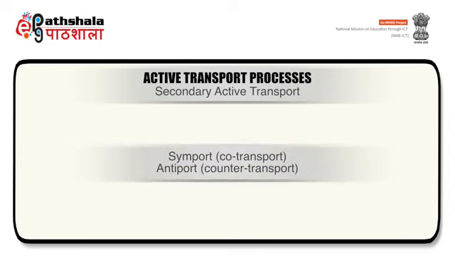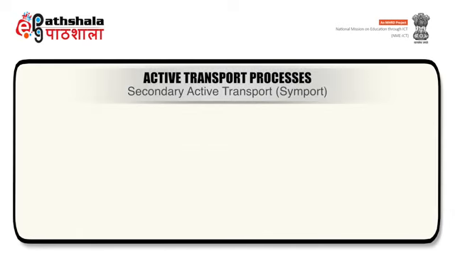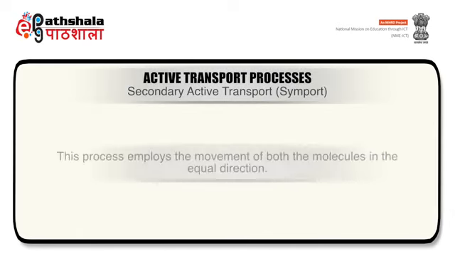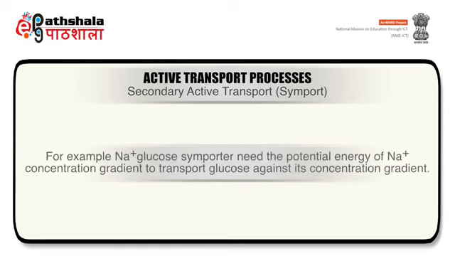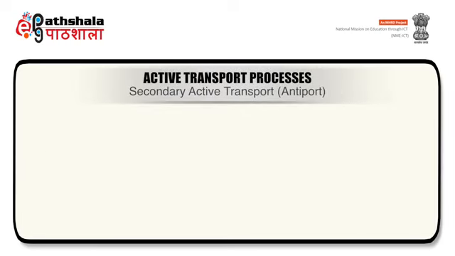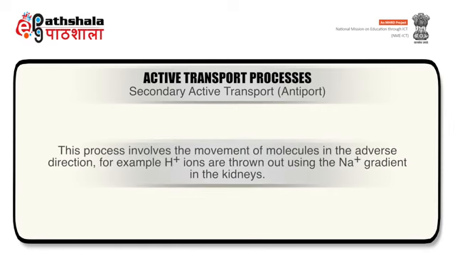Secondary active transport is further categorized into two categories, known as Symport and Antiport. Students, first we discuss the Symport or co-transport. This process involves the movement of both molecules in the same direction. For example, the sodium ion glucose Symporter needs the potential energy of the sodium concentration gradient to transport glucose against its concentration gradient. Students, now we discuss the Antiport, meaning counter transport. This process involves the movement of molecules in opposite directions. For example, hydrogen ions are thrown out using the sodium ion gradient in the kidneys.